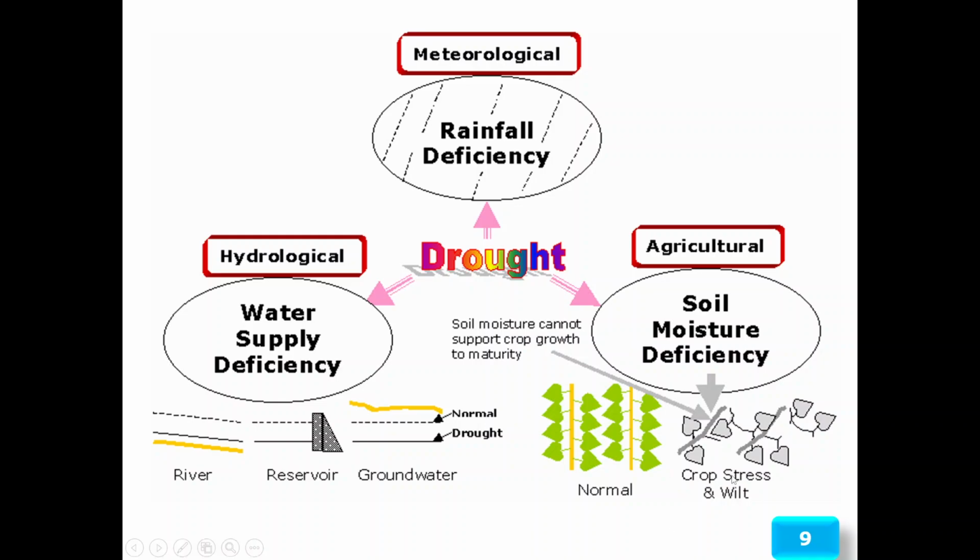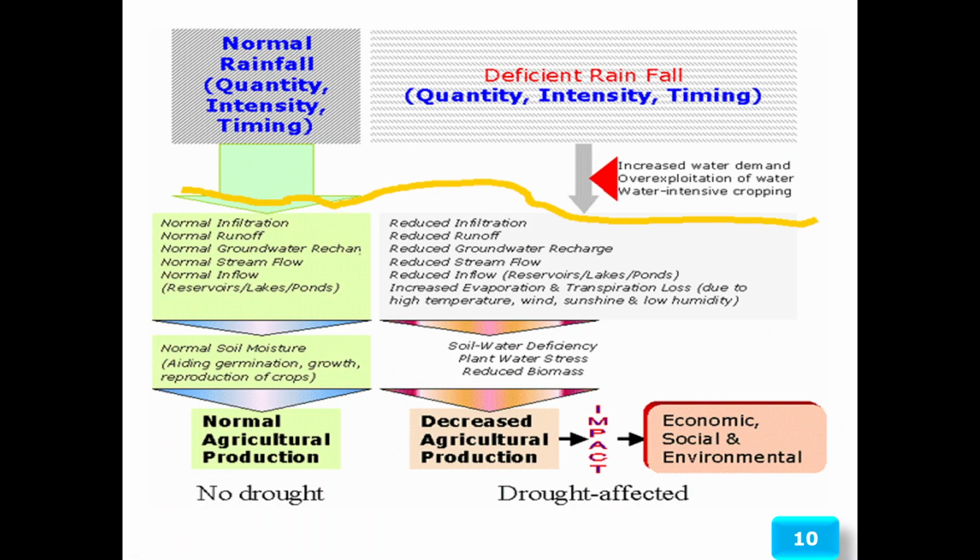See, this is the normal area, whereas where the moisture content is reduced, the growth is also reduced. The river, reservoir, and groundwater are affected in this area. The soil moisture cannot support the growth and maturity of the crop field. See the normal rainfall, based on quantity, intensity, and timing. The efficiency of rainfall, its quantity, intensity, and timing, plays a vital role.